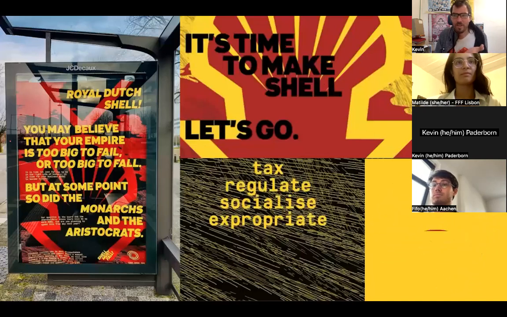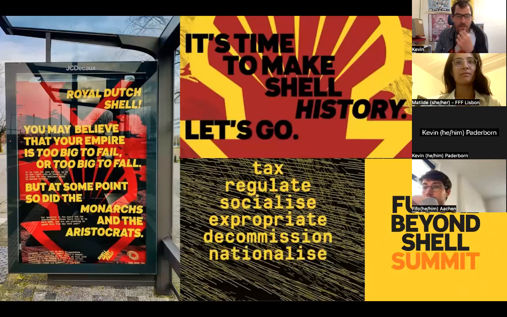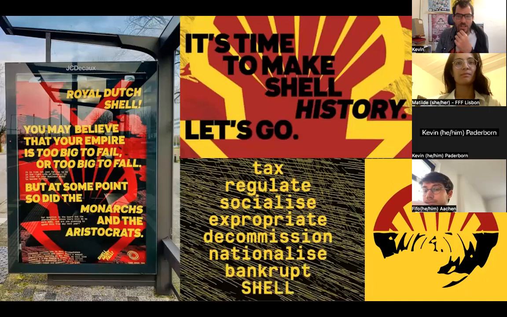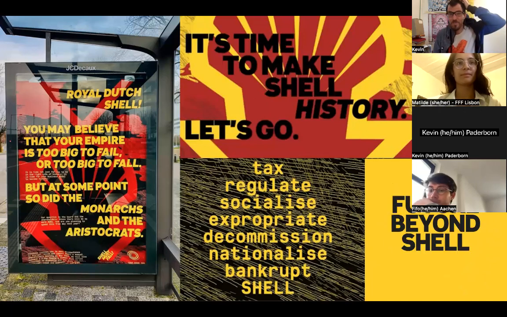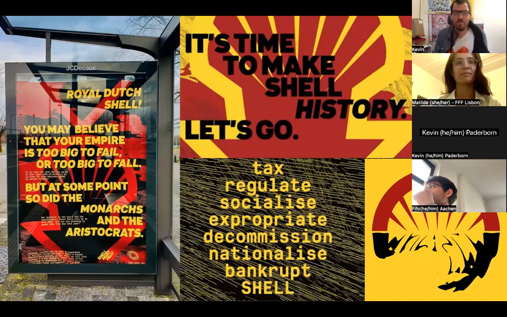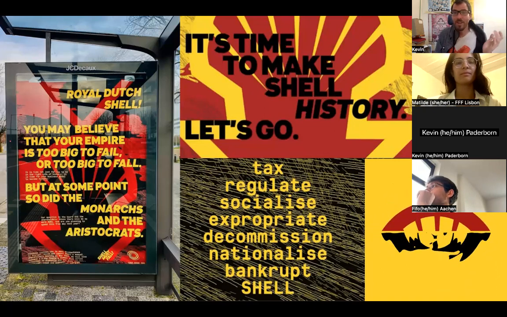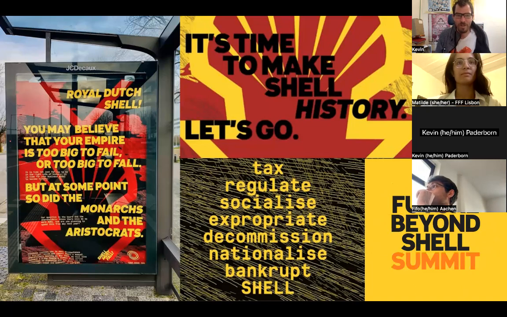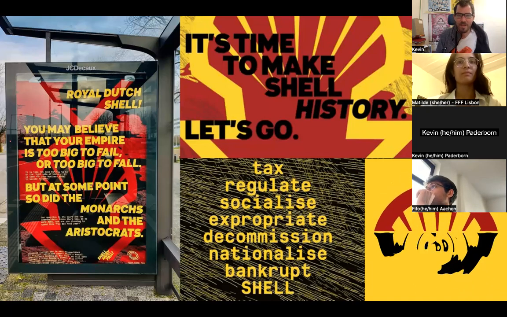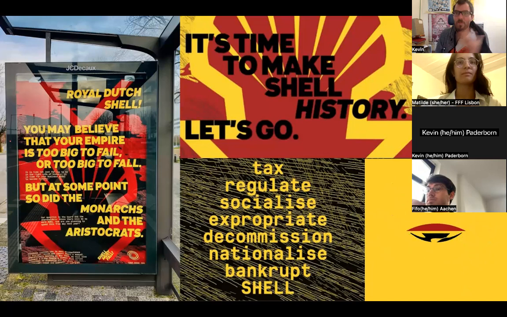Here, Shell Must Fall, a campaign started in the Netherlands against Shell. Really strong branding. It isn't a very big group, but they've just stolen the branding from Shell, which is strong because Shell paid hundreds of millions of euros to develop it, and they've reappropriated it.